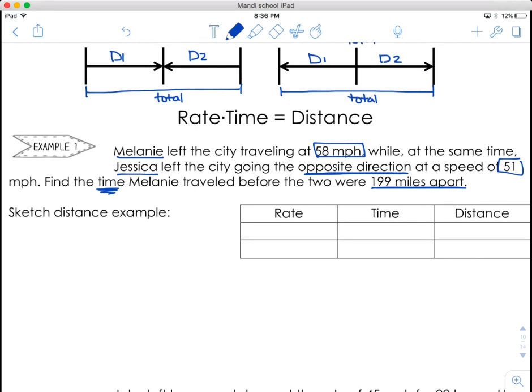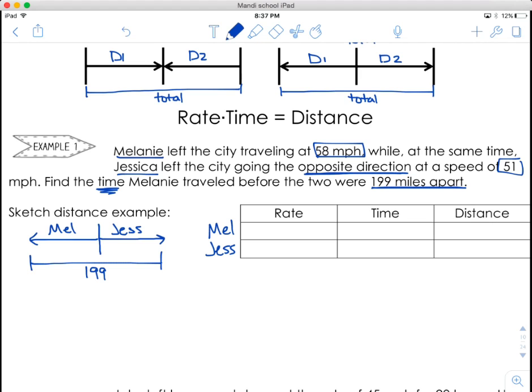So let's draw this picture. They both started in the city. One of them headed one direction. One of them headed the other direction. So let's call this first one Melanie. We'll call the second one Jessica. And we know that at some point in time, they were 199 miles apart. So on our chart, we have Melanie and we have Jessica.